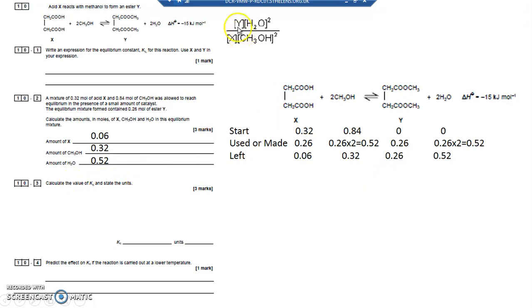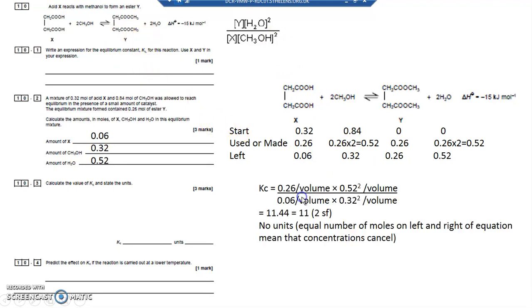Calculate Kc, so I've got to put these numbers in now. So I take the number of moles of Y, and divide by the volume, H2O squared, so 0.52 squared, divide by the volume, X is 0.06 in the mixture, divide by the volume, methanol is 0.32, it's got to be squared, divide by the volume. But you'll see I've not been given the volume. But it doesn't matter because there's 2 volumes on the top and 2 volumes on the bottom.